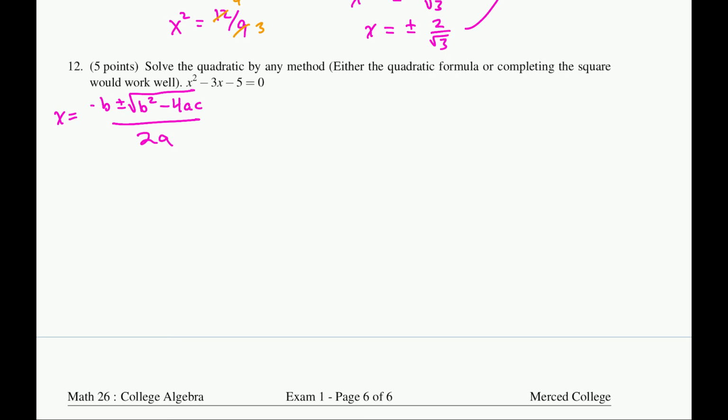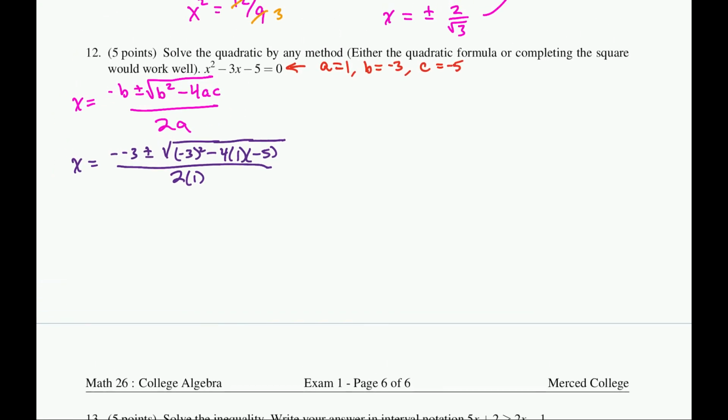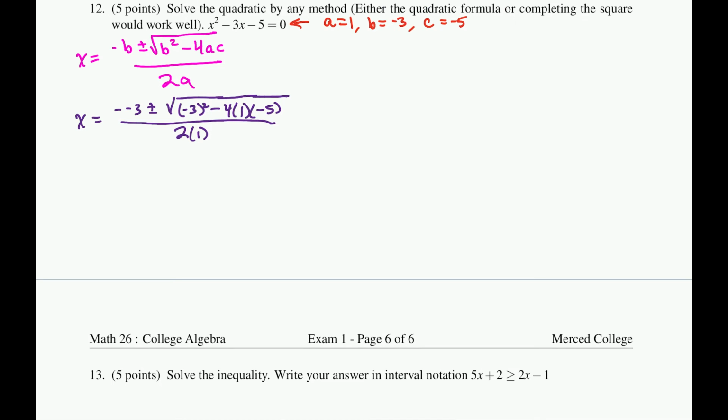Now from our equation right here, I can see that a is 1, b is minus 3, and c is minus 5. So if you fill those numbers into the quadratic formula, we get x equals negative 3 plus or minus square root negative 3 squared minus 4 times 1 times minus 5 over 2a, a is 1. Okay, so from here, what you want to do is just pretty much work out the stuff that is in the square root.